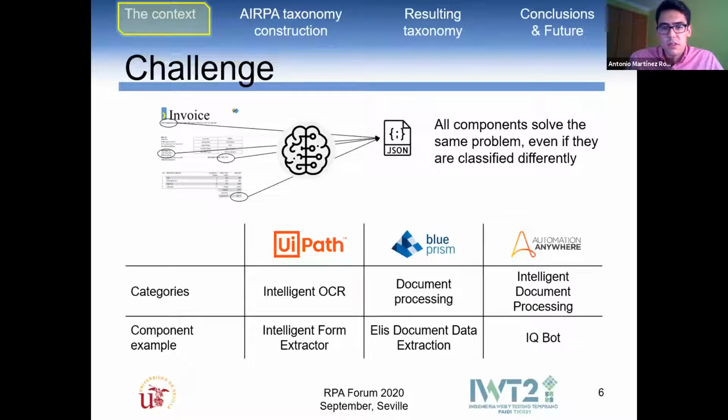Here we see a concrete example that illustrates how the component intelligent form structure, or the other two, extracts elements from unstructured data and gives an output of such data in a structured way, doing exactly the same. Therefore, all three components solve the same task, but are classified differently. And that's the main problem we want to solve.